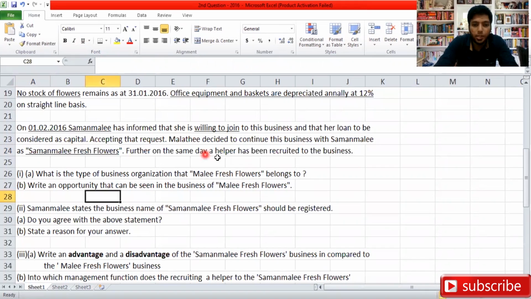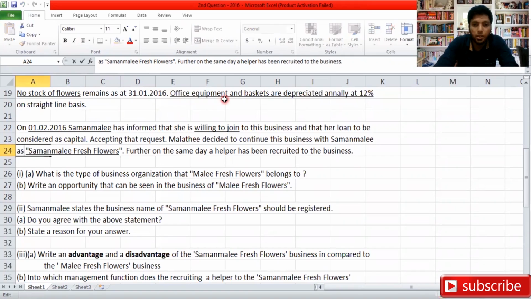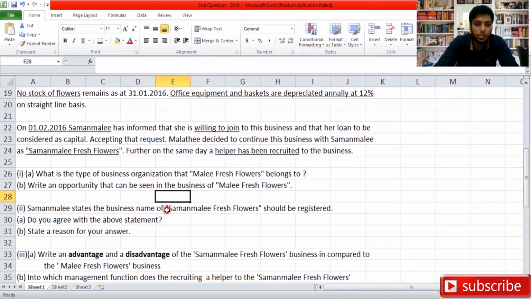Okay. Further, on the same day, a helper has been recruited to the business. So you can say recruiting another guy. So recruitment means hiring guys. You need to know the terms very carefully. Many people don't score marks because they don't know the terms. So they have hired a helper on the same day. So let's move on to the question. Now it's straightforward.